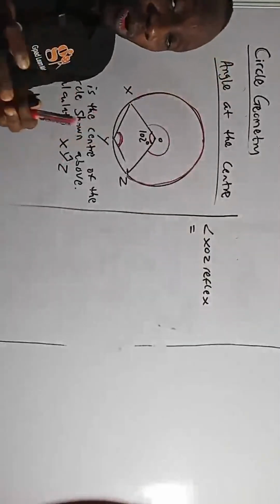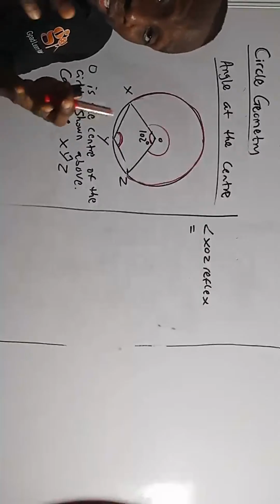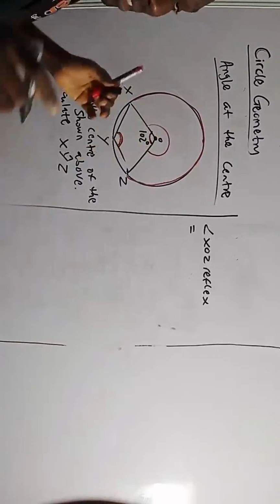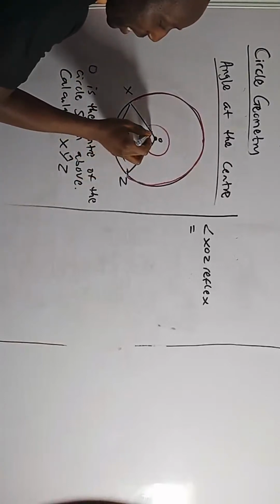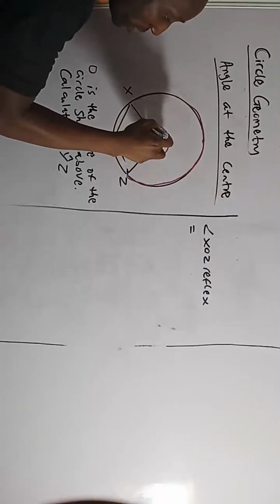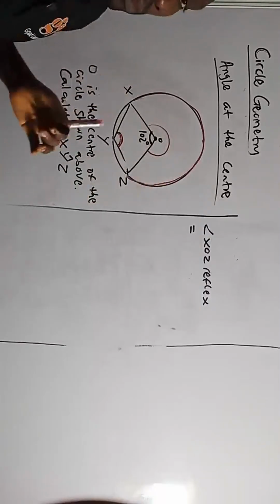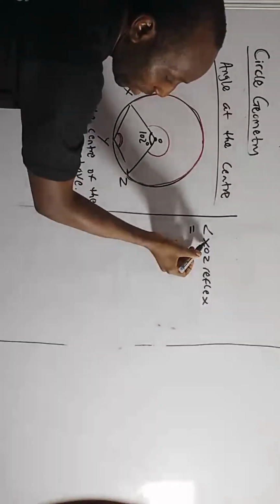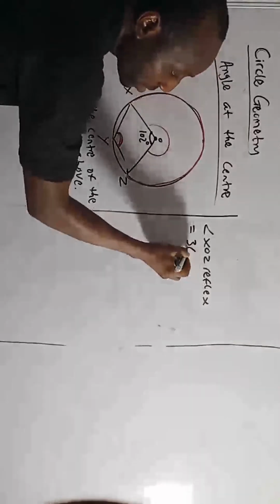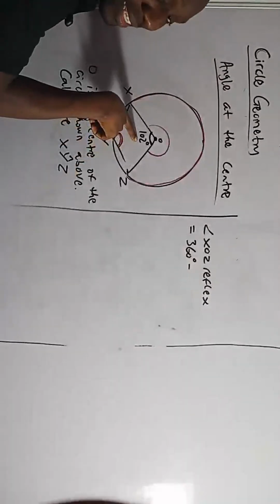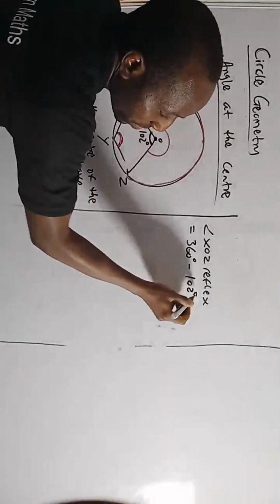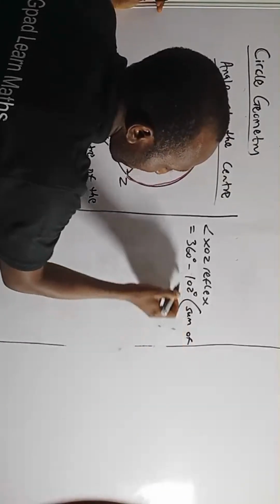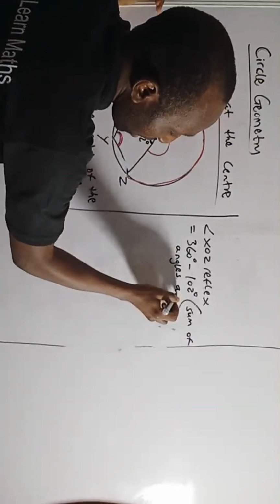The sum of angles at a point is 360 degrees. Let me say that again. The sum of angles at a point, this is a point here, is 360 degrees, which means if I add this angle 102 degrees with this reflex angle, they will add up to 360 degrees. So what am I going to write? For me to get angle XOZ reflex, I will simply say 360 degrees minus 102 degrees. And the reason for that is sum of angles at a point.